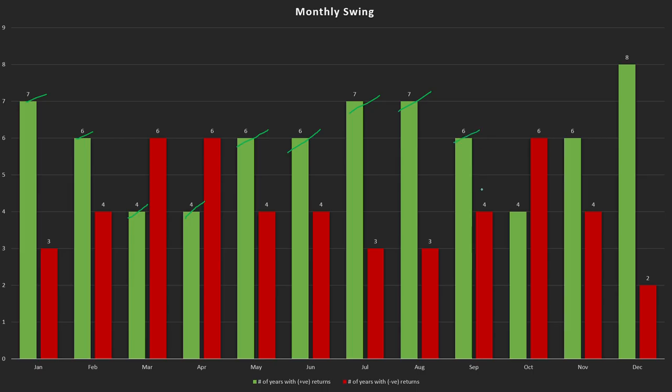Now September 6 positive, 4 negative. October 4 positive, 6 negative. And November it again flips to 6 positive and 4 negative. But the December month seems to be very good for this sector, and in the last 10 years 8 times it gave positive returns in the month of December.